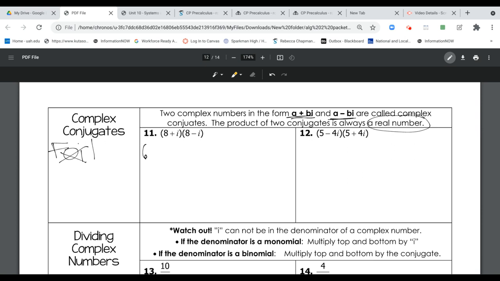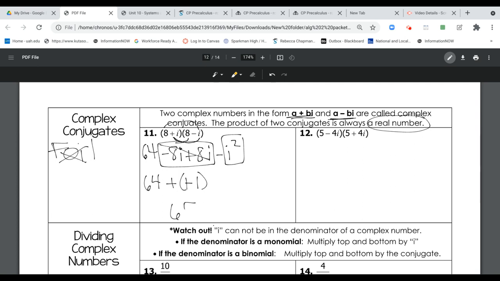So 8 times 8 is 64. 8 times negative i is negative 8i. Then I move to the inside. That gives me positive 8i. And then an i times a negative i becomes a negative i squared. Now, normally, in all the previous examples, we would add those together. But negative 8 plus 8 is 0, so it drops out. So that leaves me with 64 minus negative 1, because every i squared becomes a negative 1. So 64 plus 1 is 65. When you multiply complex conjugates together, you get just a number. The imaginary units go away.